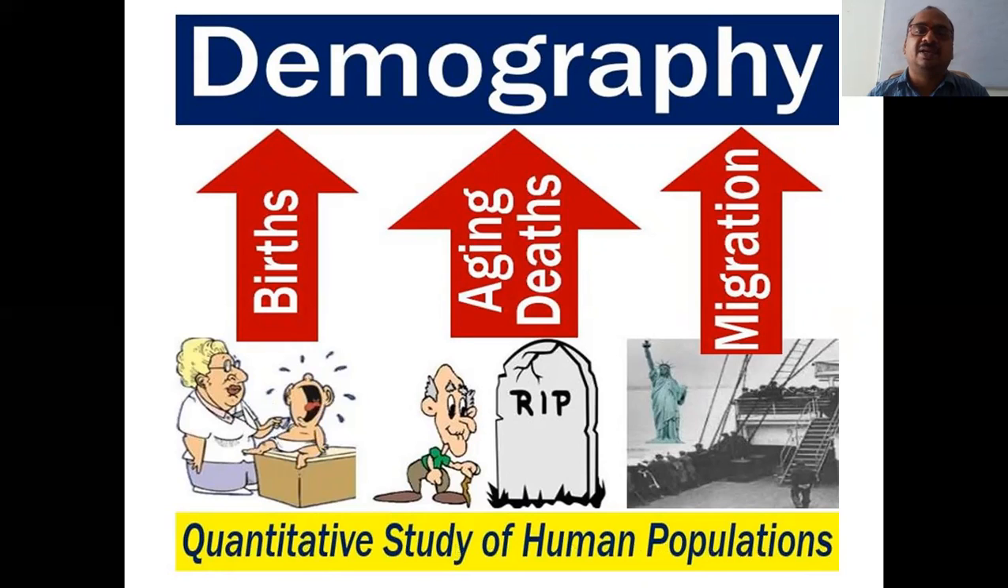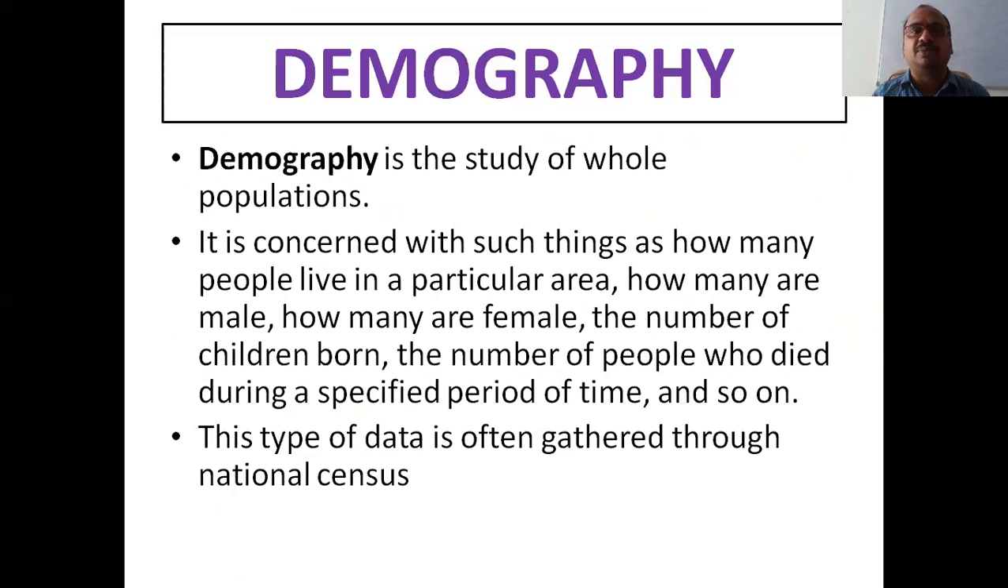Count. Ageing, deaths, this is births. Ageing, deaths, rest in peace, and migration from one country to another country, like that. All these can be done in demography only. Demography is nothing but a quantitative study of the human population. Demography is the study of the whole population.